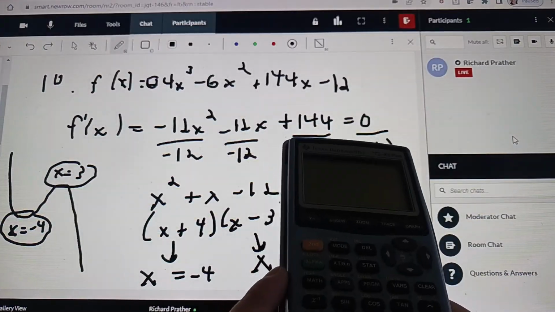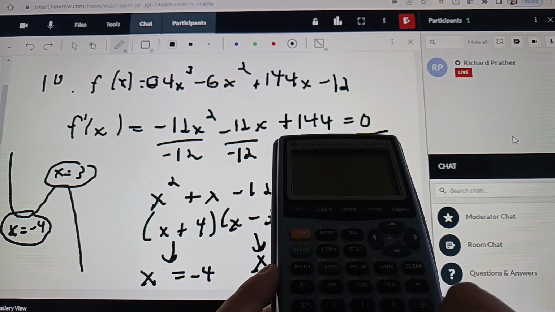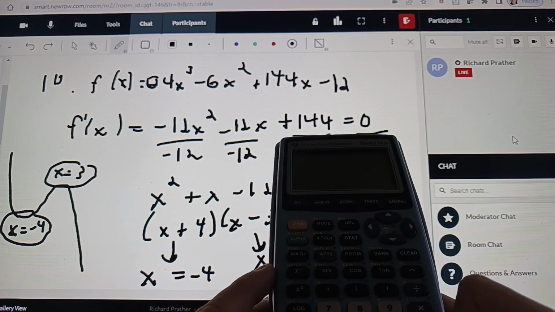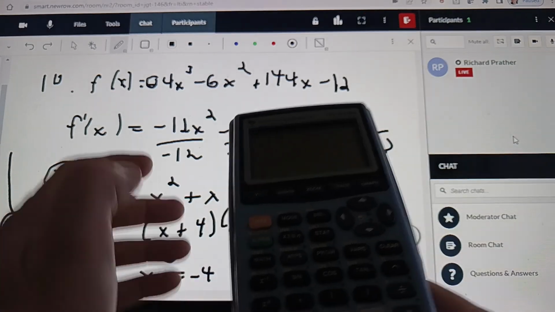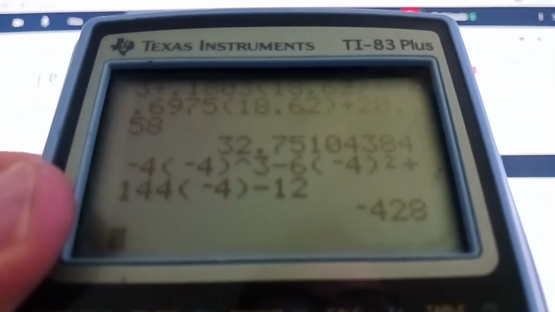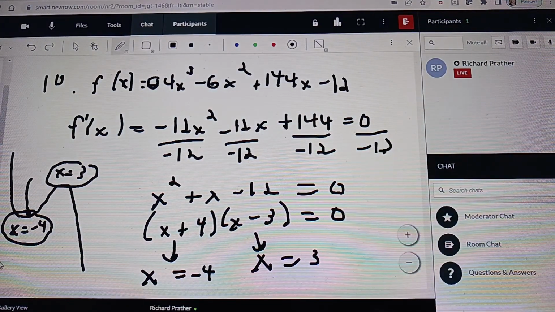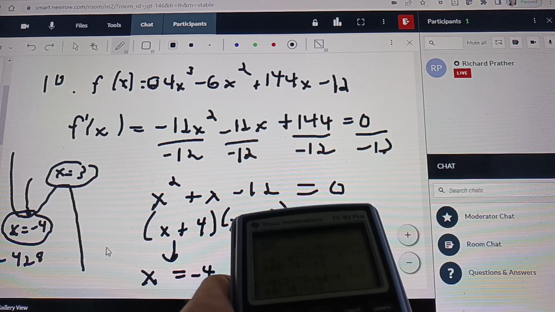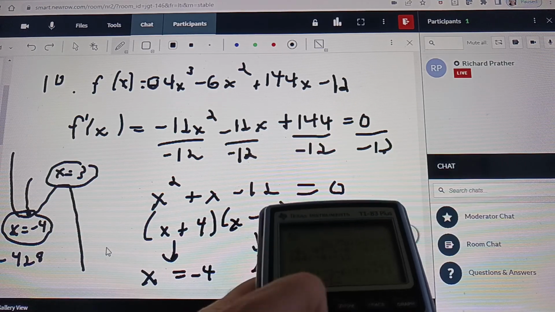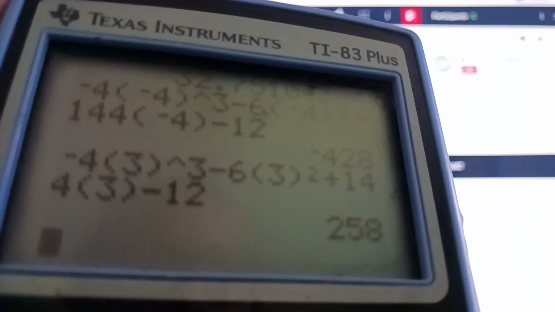So if I do negative 4 times negative 4 to the third power minus 6 times negative 4 squared plus 144 times negative 4 minus 12, the value of the relative minimum is negative 428. So this low point right there is going down as low as negative 428 on the y-axis. If I plug 3 in instead of negative 4, the relative maximum reaches a high point of 258.